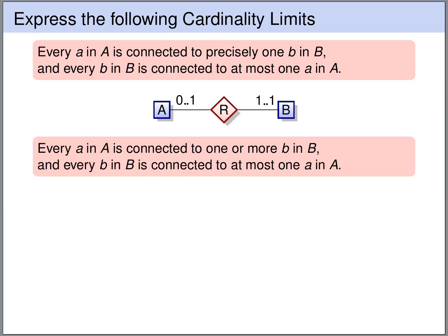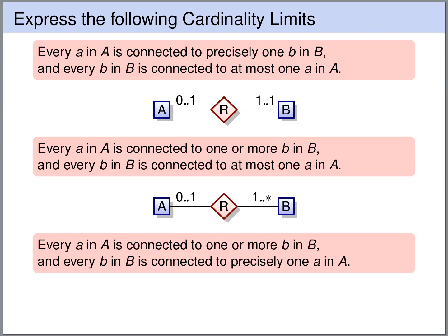Next, we want to express that every A is connected to one or more B's. So we annotate the B side with 1..*. And every B should be connected to at most one A, so we annotate the A side with 0..1. Finally, we want to express that every A is connected to one or more B. We again annotate the B side with 1..*, and every B is connected to precisely one A. So we annotate the A side with 1..1.